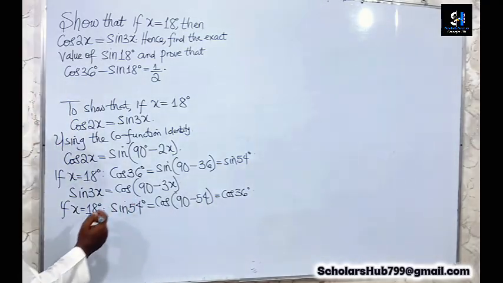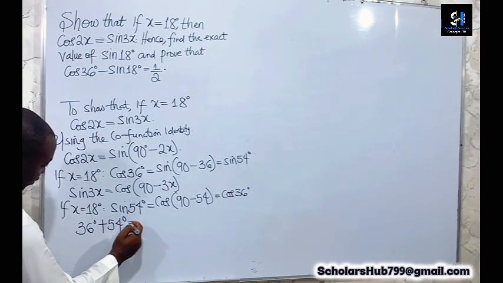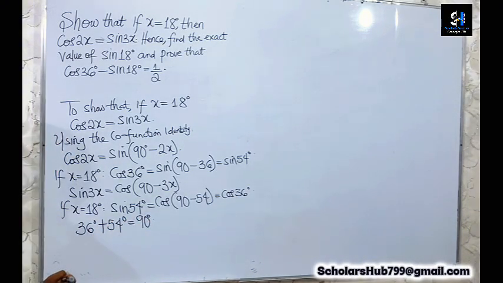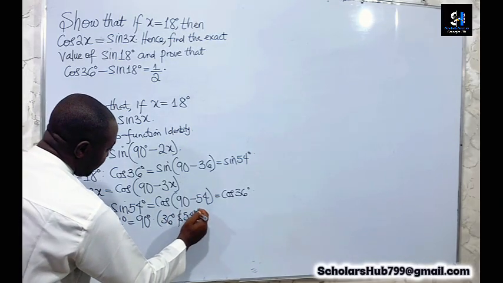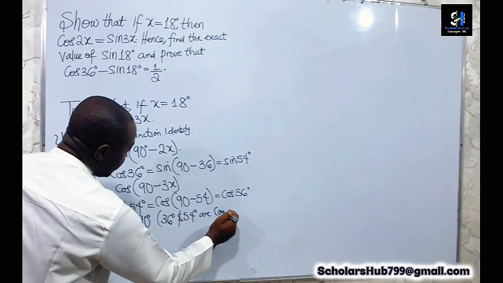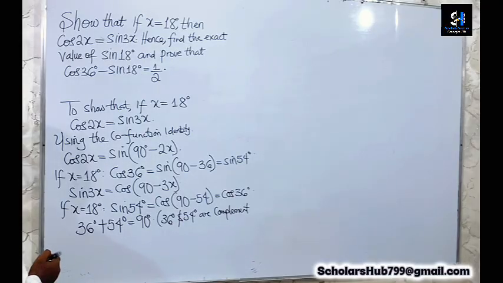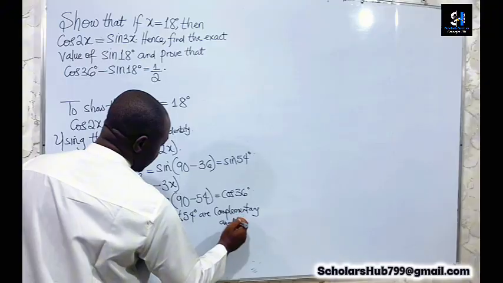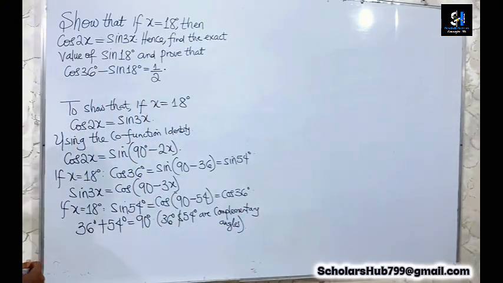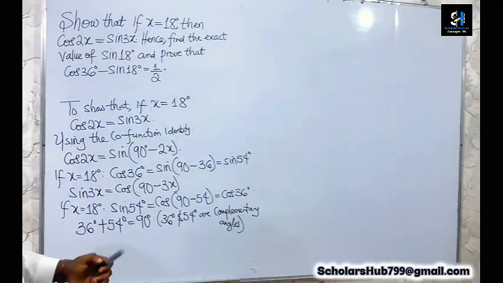And another reason for this is because we know that 36 plus 54 is equal to what? 90. So it means that 36 degrees and 54 degrees are complementary angles. That is, the two angles add up to what? 90 degrees. They are complementary angles. Okay. All right. So the next question is for us to find the exact value of sine 18 degrees.